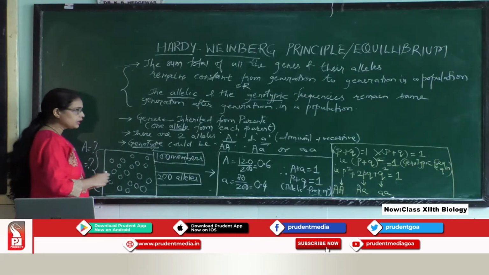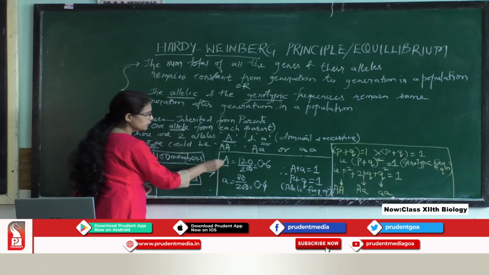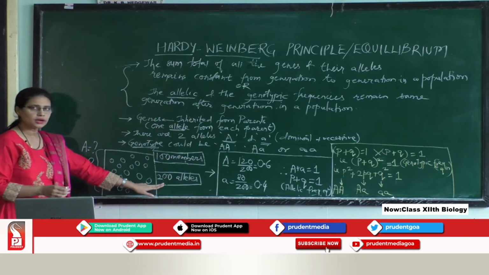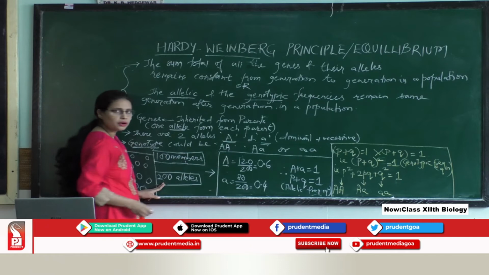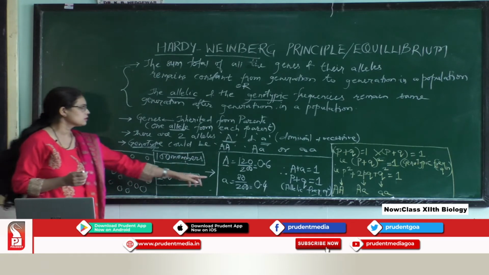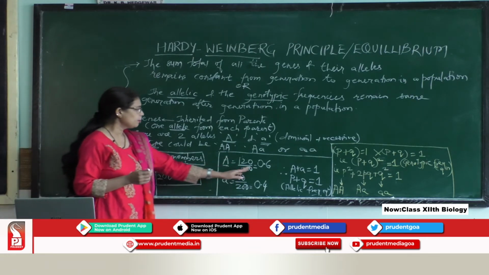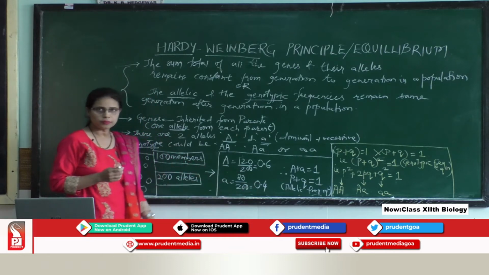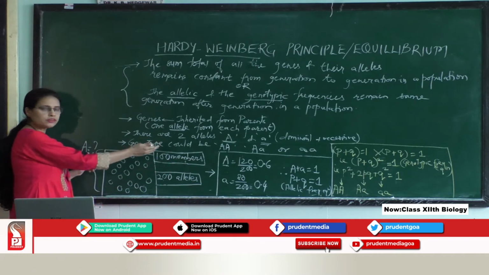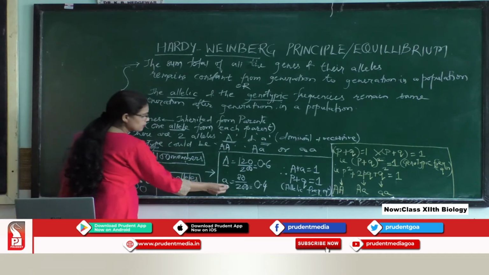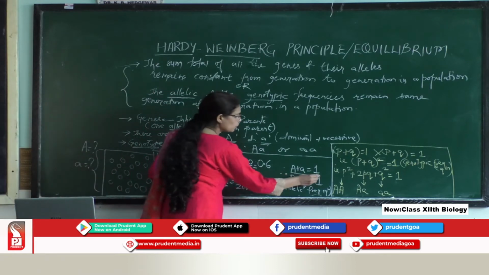There's a very easy way of finding it. Suppose I know the frequency of any one allele, say the dominant allele is 120 out of 200. I hope you understand why out of 200, because the sum total is 200. Then I know the remaining has to be the recessive allele, which is 80 out of 200. Reduced further, this becomes 0.6 and this becomes 0.4. So the frequency of the dominant allele is 0.6 in this population and the frequency of the recessive allele is 0.4. And the sum total of it comes to 1.